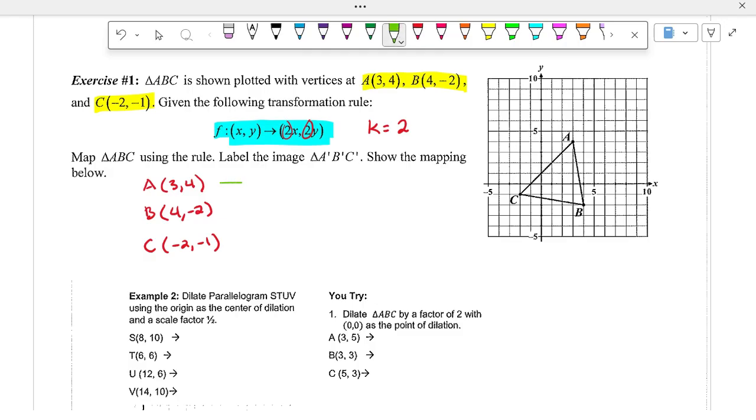Now, how do you think I would get A prime? What would I have to do? We're following this rule up here, which is basically telling you what to do. So what do you need to do? Multiply 3 and 4 by 2. So we're going to do 2 times 3 and 2 times 4, which would give me what? 6, 8. So that's my A prime. A prime would be at the point (6, 8).